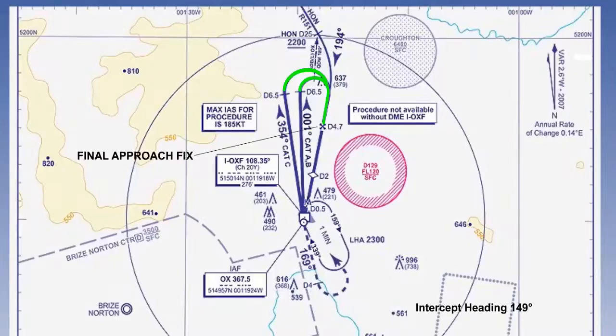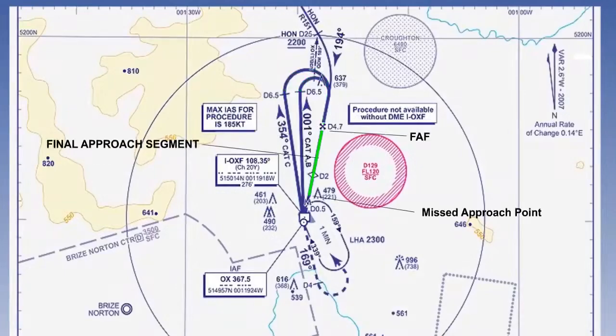The aircraft must be established before it starts the glide slope descent at the final approach fix, or FAF, denoted by a Maltese cross at 4.7 miles from the threshold. Up to the FAF is called the intermediate segment.